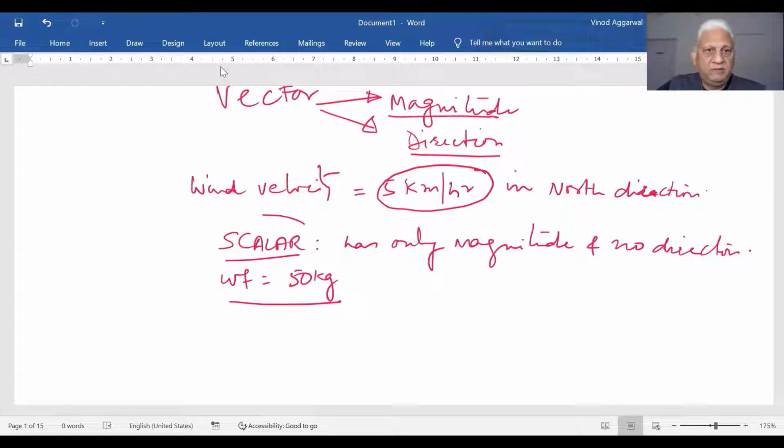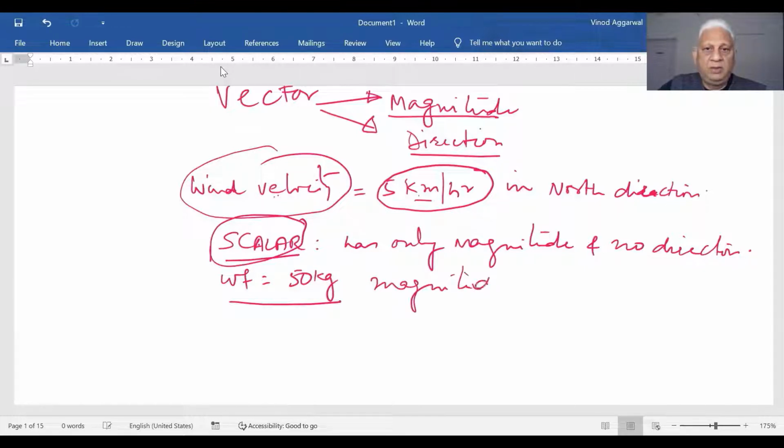So you see the difference? A weight parameter and a wind velocity parameter. Wind velocity will have direction as well as magnitude, but a scalar quantity will have only magnitude and no direction. So this is the basic difference between a vector quantity and a scalar quantity.